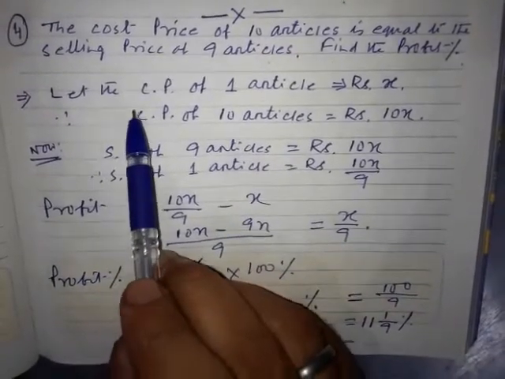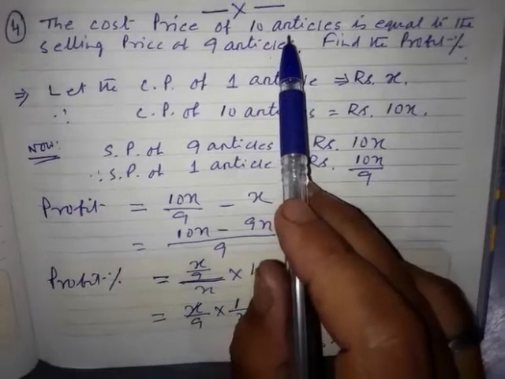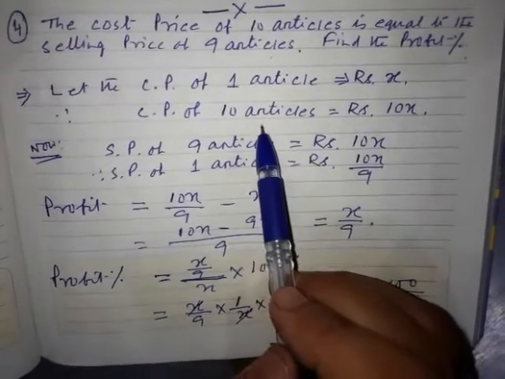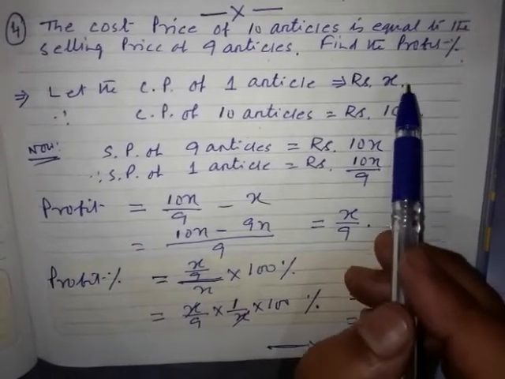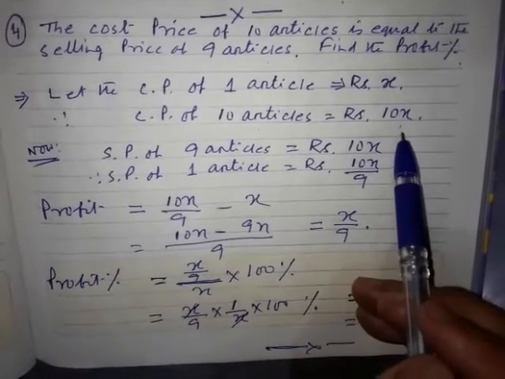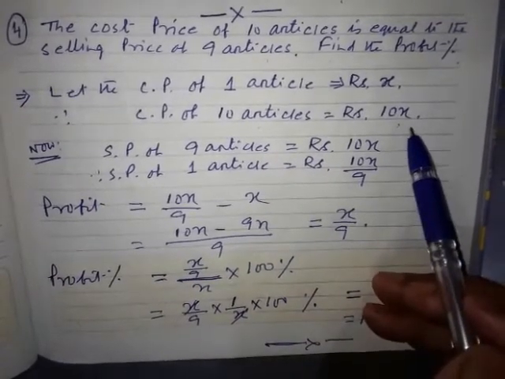I have written here, let the CP of one article be X. Therefore, the CP of how many articles is given there? 10 articles. What is the cost of 10 articles? 10 into X. If you know the price of one, to find 10 you multiply. If the price of one samosa is 2 rupees, then for 10 it is 2 into 10, which is 20. Same way.